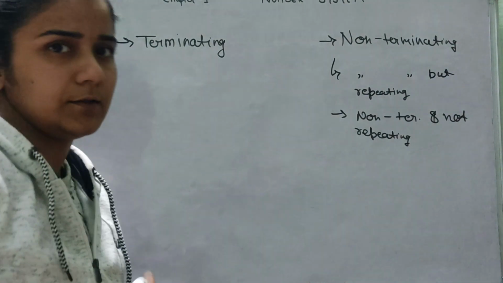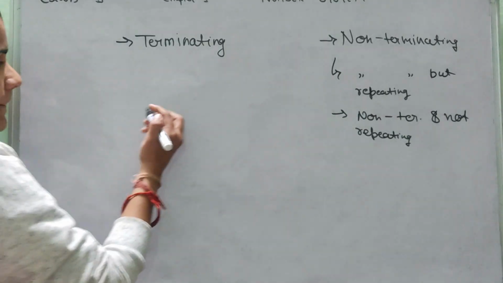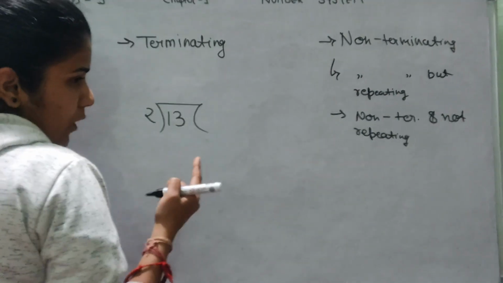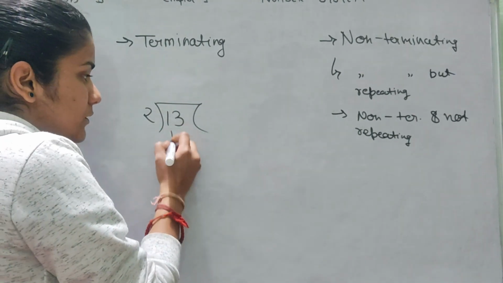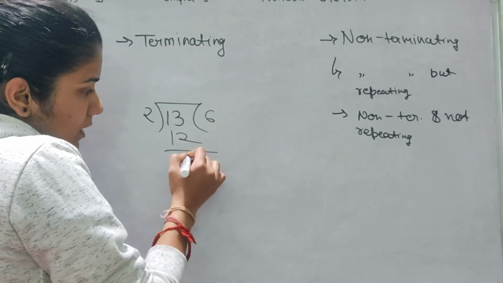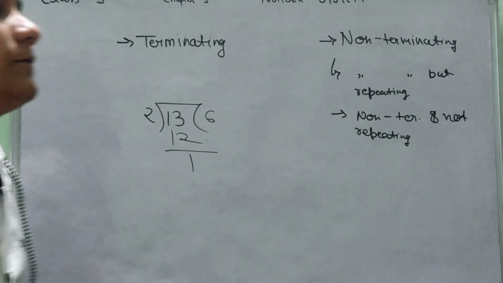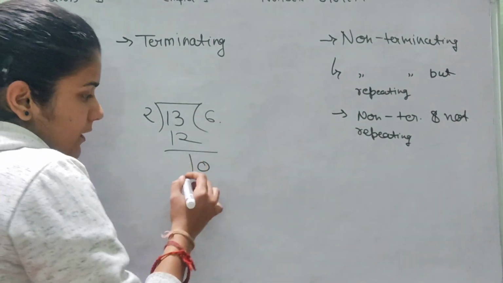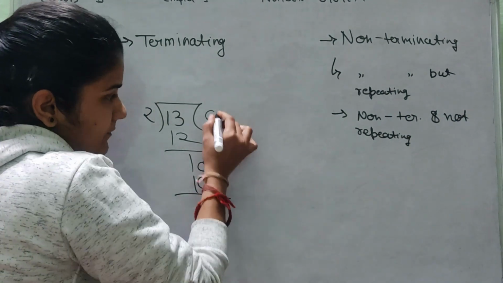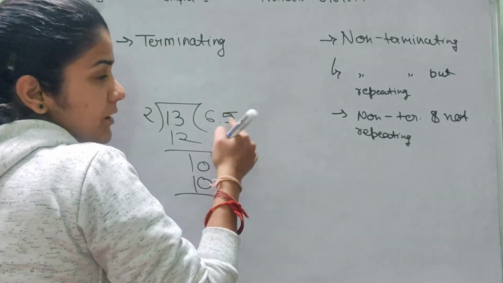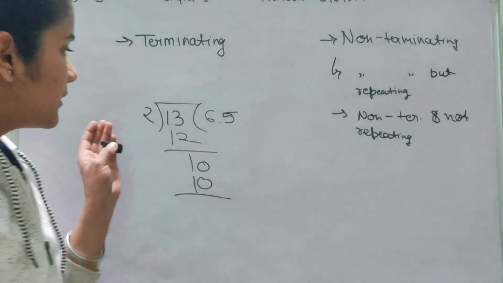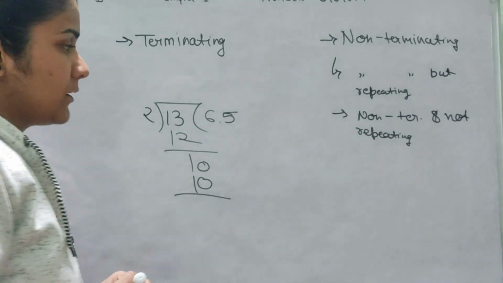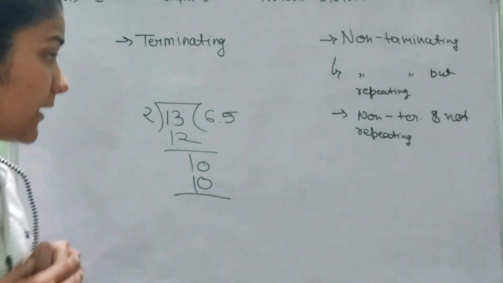Let's take 13. Let's divide 13 by 2. We know that 2 sixes are 12, and 1 is left as a remainder. But if we further divide it, taking the 0 and putting a point over here, it gets fully divided. 2 should be multiplied by 6.5 to get 13.